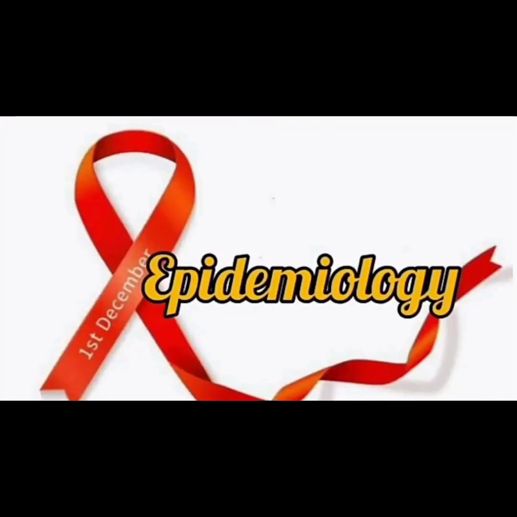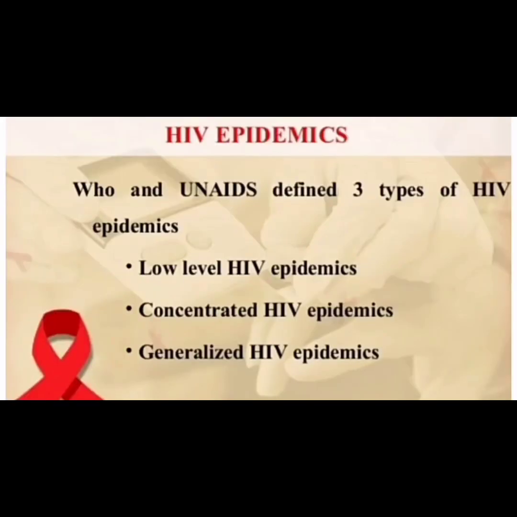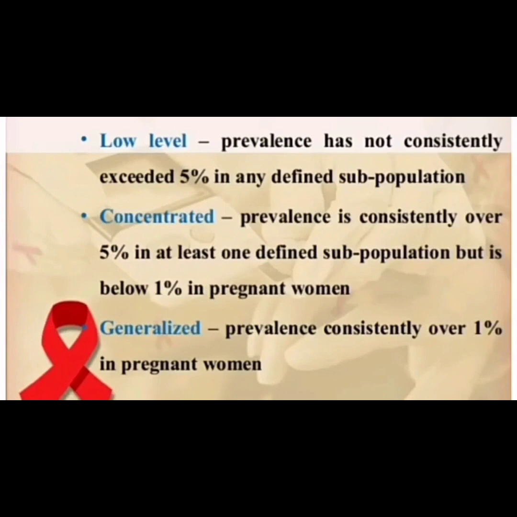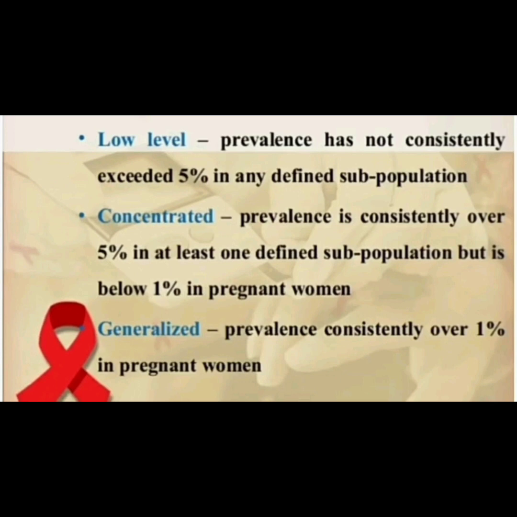The World Health Organization and the United Nations Program on HIV/AIDS define three types of HIV epidemics: low level HIV epidemics, concentrated HIV epidemics, and generalized HIV epidemics. In low level epidemics, prevalence has not consistently exceeded 5% in any defined subpopulation. Concentrated prevalence is consistently over 5% in at least one defined subpopulation, but is below 1% in pregnant women. Generalized prevalence is consistently over 1% in pregnant women.